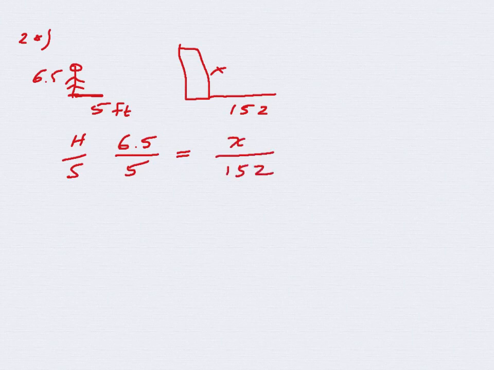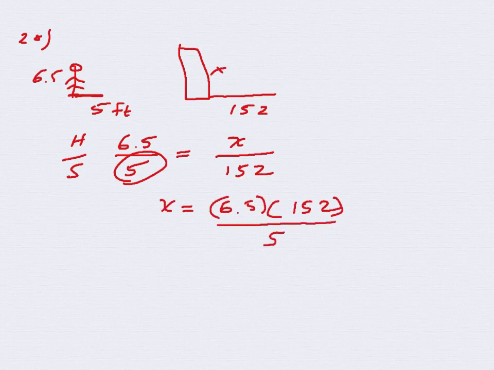So to solve for x, you want to cross multiply and divide. 6.5 times 152, and then divide it by 5. The answer for the height of the stadium is 197.6 mathematically, but the question said round the nearest whole foot, so the answer would be 198 feet.